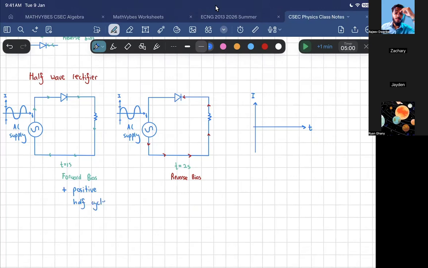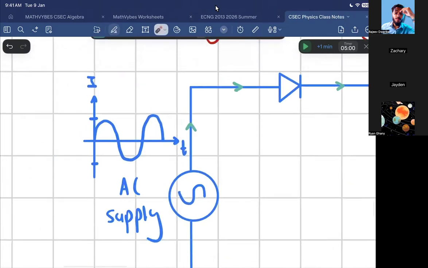So there's the positive half cycle where it's in forward bias. What do you think we'll call it in reverse bias? The negative half cycle. Right, so the negative half cycle. Okay, and if you are confused, watch, this is the full cycle. So we have the positive cycle here, and we have the negative cycle. So positive half cycle and negative half cycle. Do you all understand?